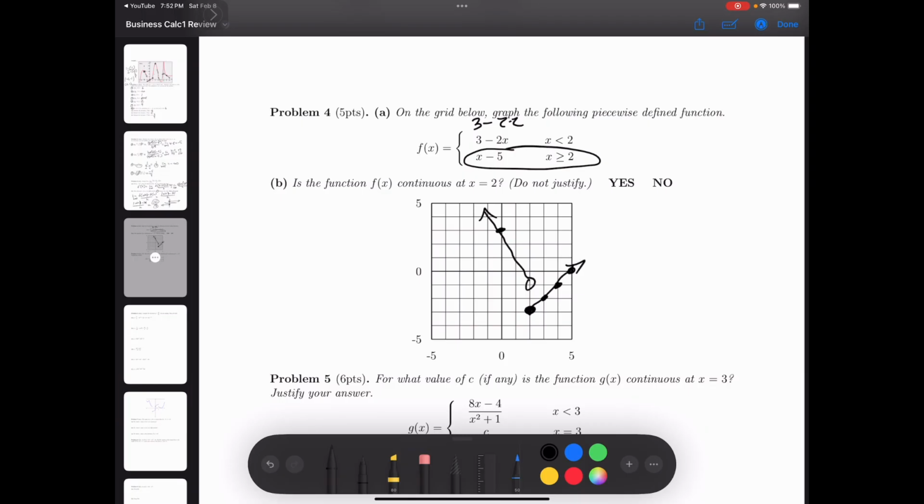And the question is, is the function continuous at x equals 2? Right here we have x equals 2. The answer is clearly no.